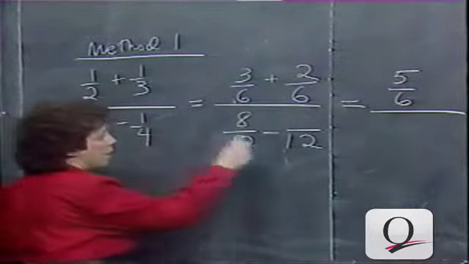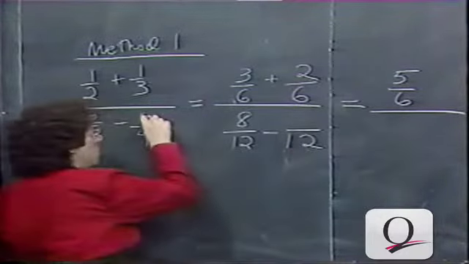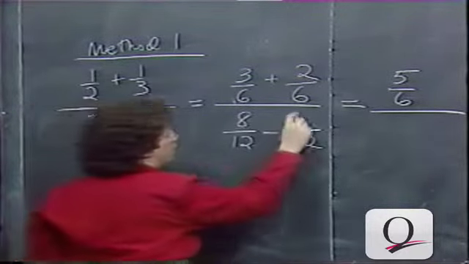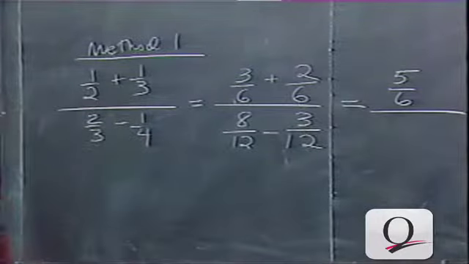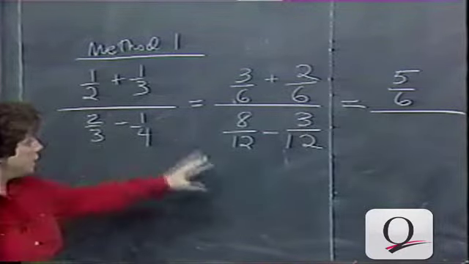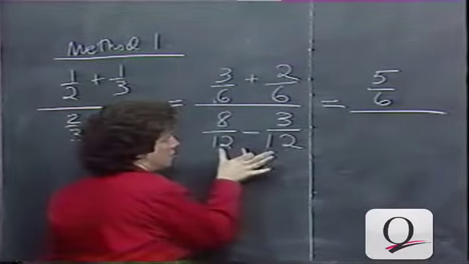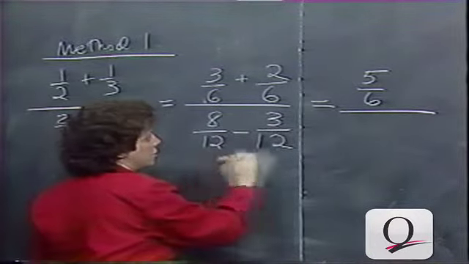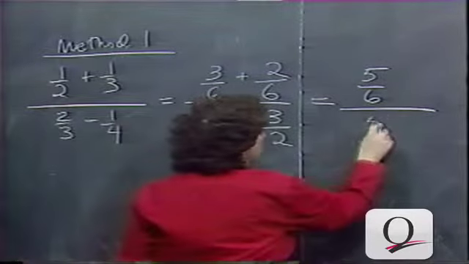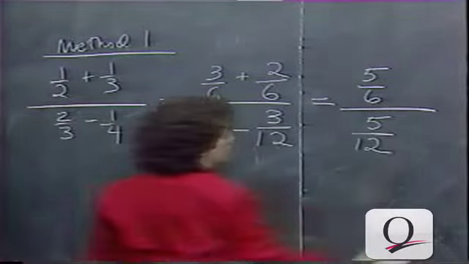What do you have to multiply 4 by to get 12? You have to multiply by 3. You must multiply the numerator by 3 as well. So 2/3 minus 1/4 is equivalent to 8/12 minus 3/12, which is, now these are 2 fractions with the same denominator. Combine the numerators and place them over the common denominator. That gives us 5/12.